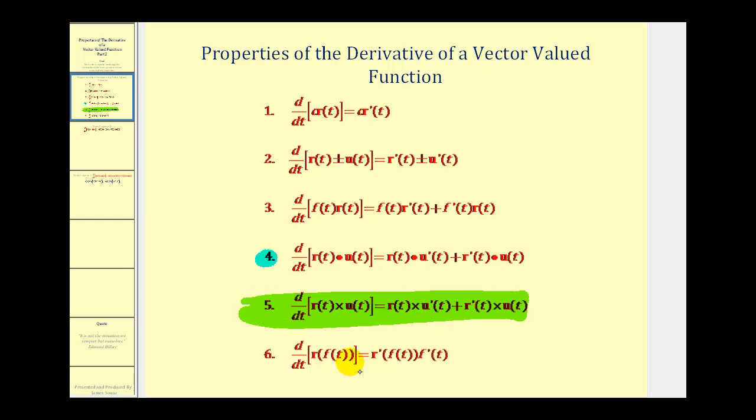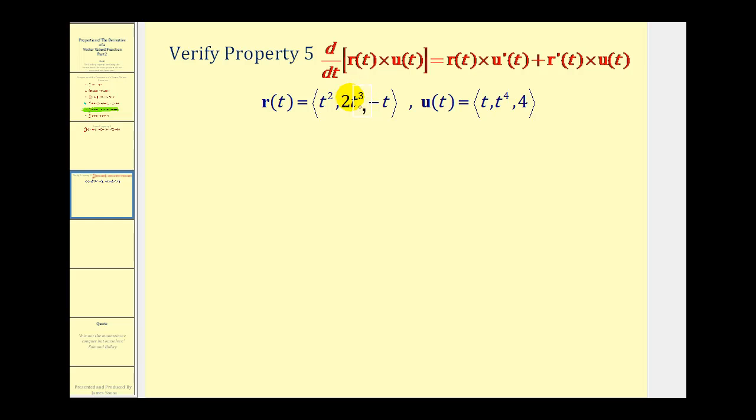two different vectors. This tells us that the derivative of the cross product of vector-valued functions r and u is equal to r crossed with the derivative of u plus the derivative of r crossed with u. So again, we're not going to show the proof, but we will show verification with an example in this video. So what we'll do on this screen is find the derivative of the cross product using these two vectors, and then on the next screen we'll determine the right side of this equation and make sure that they're both equal to each other. So let's start by finding r crossed with u.